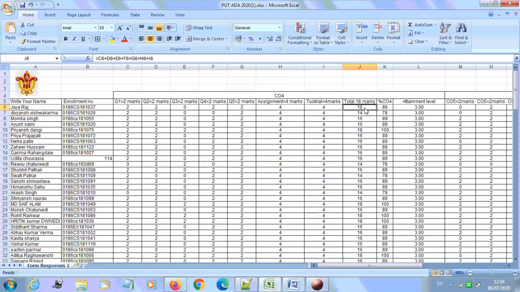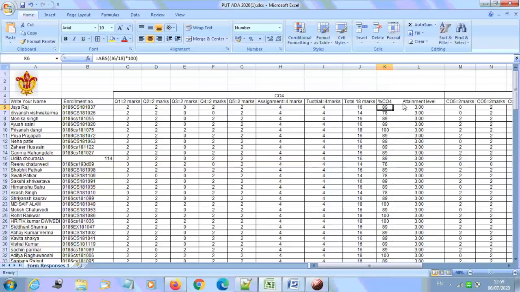After that we'll have to calculate the percentage. That is total marks 16 divided by 18, multiplied by 100. You can see the formula here in the formula bar. That's how I calculate the percentage for this CO4 and the attainment level.